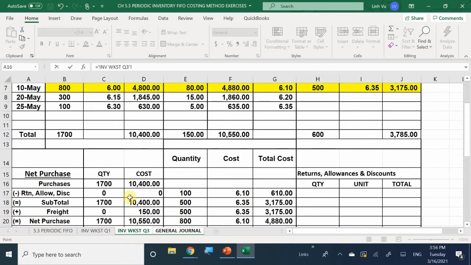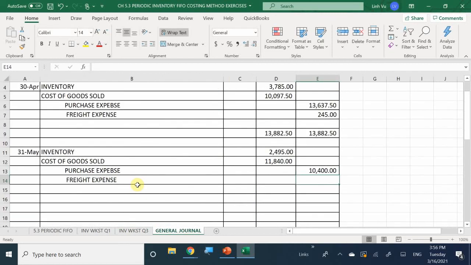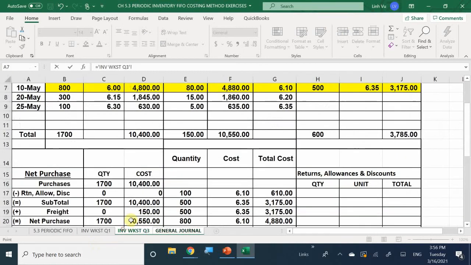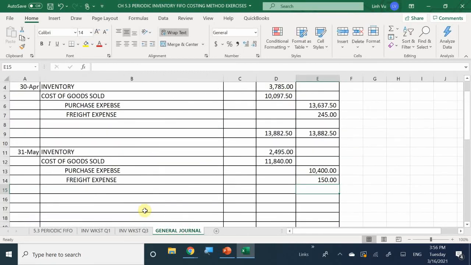What was my purchases for? $10,550. Okay, that's including the freight. Oh, sorry. $10,400. There you go. Now, how much was the total freight? $150. Good.